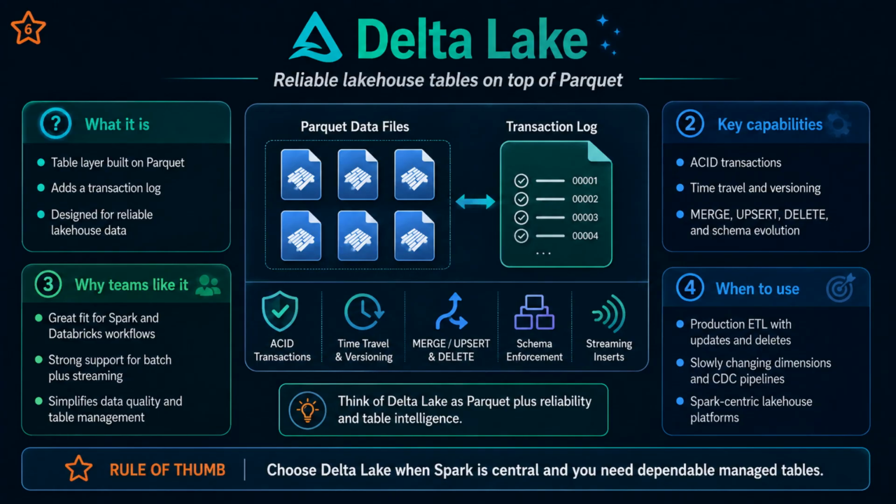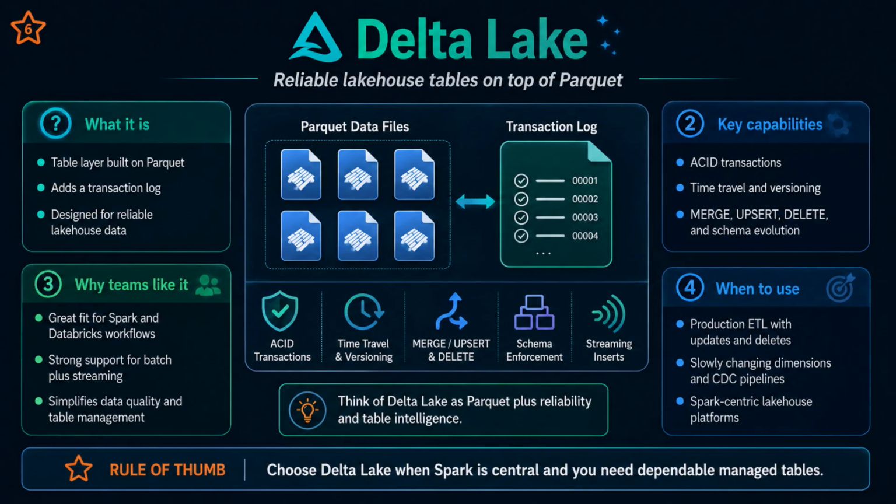This means your writes can be reliable and consistent even when multiple jobs are reading and writing data at the same time. This ensures that your data remains accurate and up to date, no matter how complex the operations get. Delta Lake also supports time travel and versioning. That means you can query an older version of a table or recover from a bad write, which is especially useful in production environments where mistakes can have serious consequences.